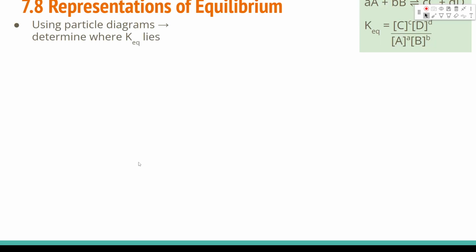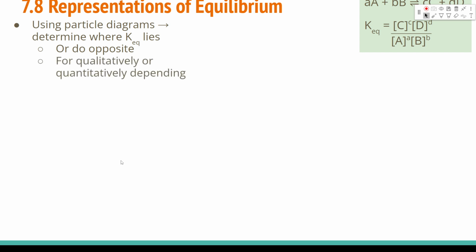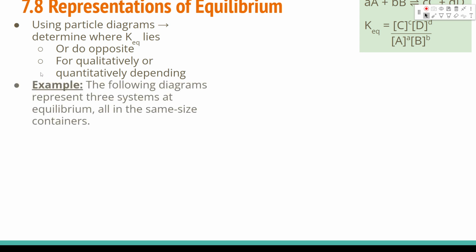And so we can use particle diagrams to talk about equilibrium constant, or we could do vice versa. If I have the KEQ, I can draw a particle diagram, so it depends. And so we can do this qualitatively or quantitatively, depending on what the problem is giving to you. If it gives you values, obviously you're calculating something. If you're given visuals, then you're qualitatively doing something, so it depends. And so here's an example.